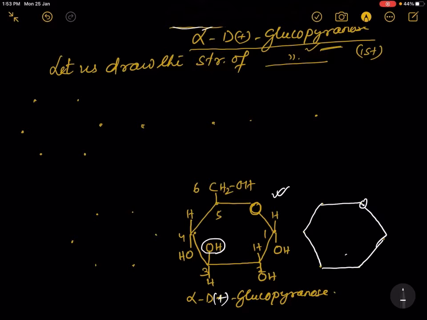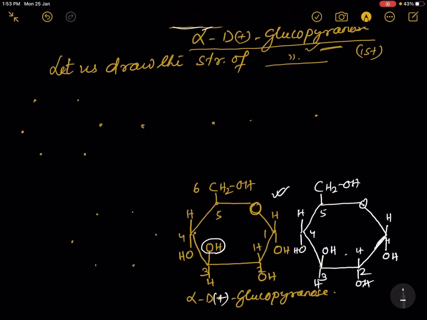This is number 1 carbon, number 2, number 3, number 4, 5. 5 is connected to CH2OH. 4th carbon is connected to H and OH as shown. At number 3 position, OH is at the top and H at the bottom. At number 2 position, you will find H at the top and OH at the bottom. At number 1 position, you will find H at the top and OH at the bottom.